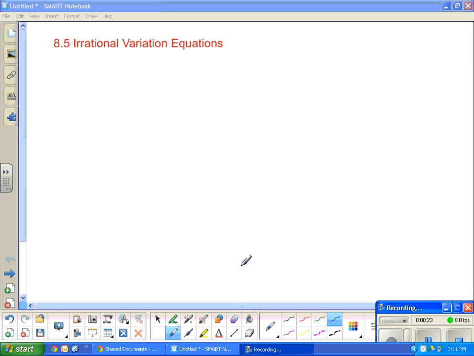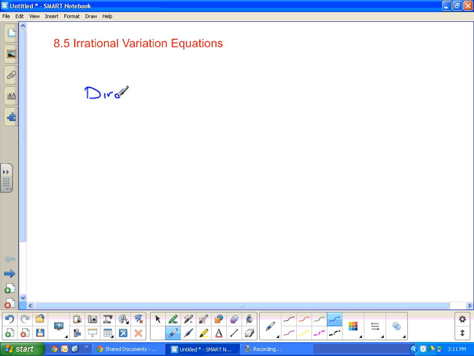We did variation equations last chapter. That was our last section. We had two types. We had direct, and another word for that's proportional. Or we also had inverse. So you can say things are directly proportional or they're inversely proportional. A direct proportional is simply this.